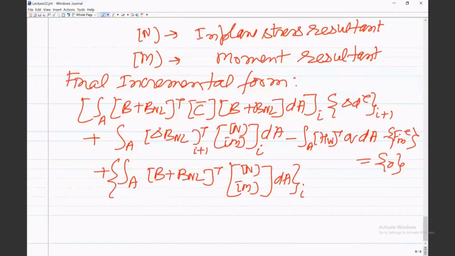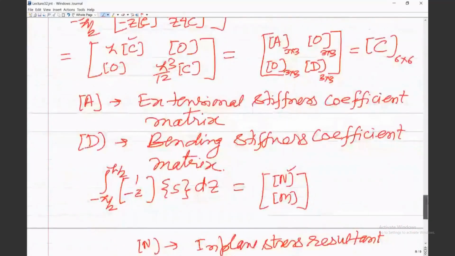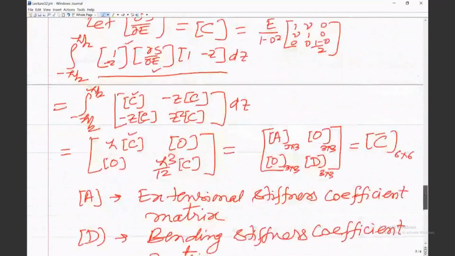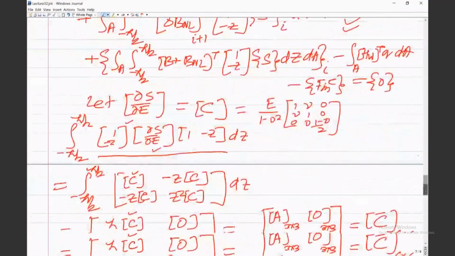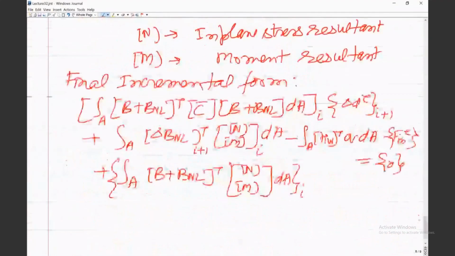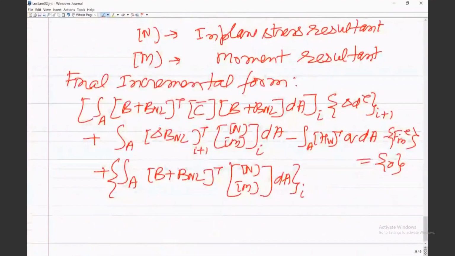You'll have to keep this in mind. This is just coming from what we have written over here. Only the thickness integration is explicitly put. So finally, you get in this form. And now the only thing that remains is this particular term. How do we write it in the form of Kg matrix into delta dE?